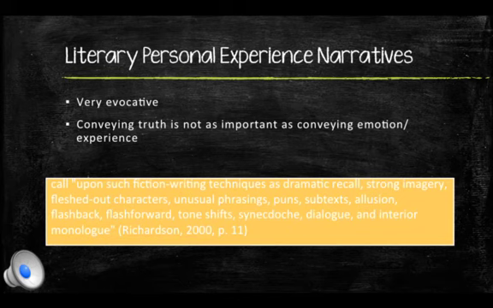So while literary personal experience narratives are similar to essayistic personal narratives, in that they're based on events that really happen to the author, they call upon fiction writing techniques such as dramatic recall, strong imagery, fleshed out characters, unusual phrasings, puns, subtexts, allusions, flashbacks, flash forwards, tone shifts, synecdoche, dialogue, and interior monologue in order to make this writing more evocative for the reader.